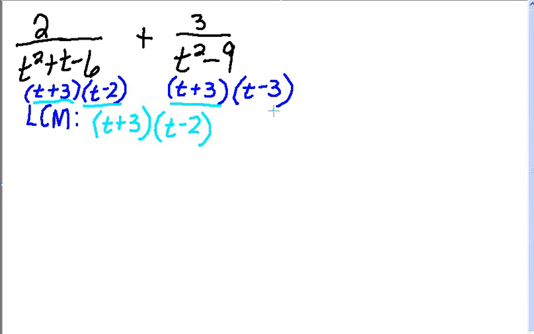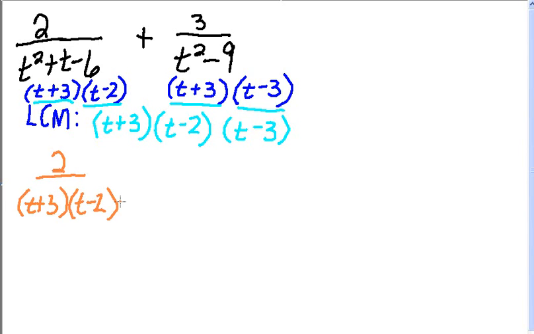And finally, I have a t minus 3. Again, it does not occur over here, but because it occurs once, I have to list it. All right, so my least common multiple is going to be t plus 3, t minus 2, t minus 3. So first, I want to get my first term, which is 2 over, and now I'm going to write the denominator in terms of its factors, t plus 3, t minus 2.